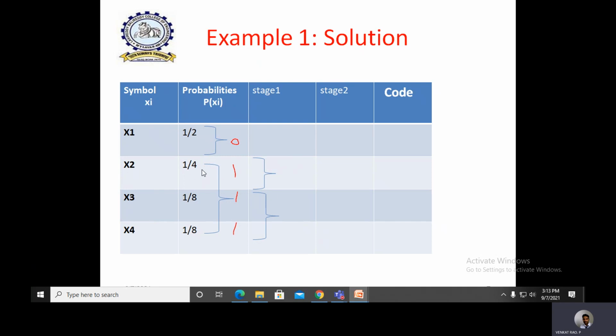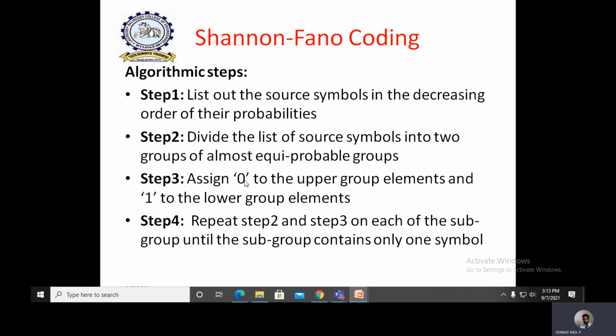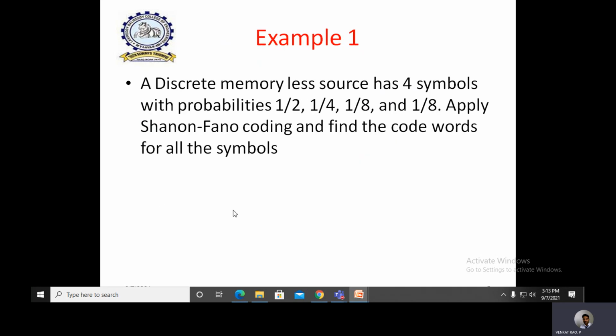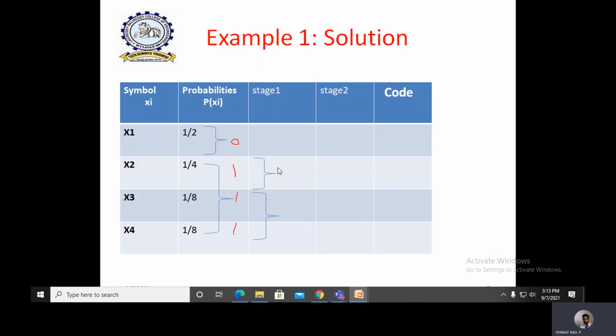What is the probability in this subgroup? That is 1 by 4. What is the probability in this subgroup? That is again 1 by 4. So almost equal. So again repeat step number 3. That is, assign 0 to upper group elements, 1 to lower group elements. So again assign 0 to upper group elements, 1 to lower group elements.